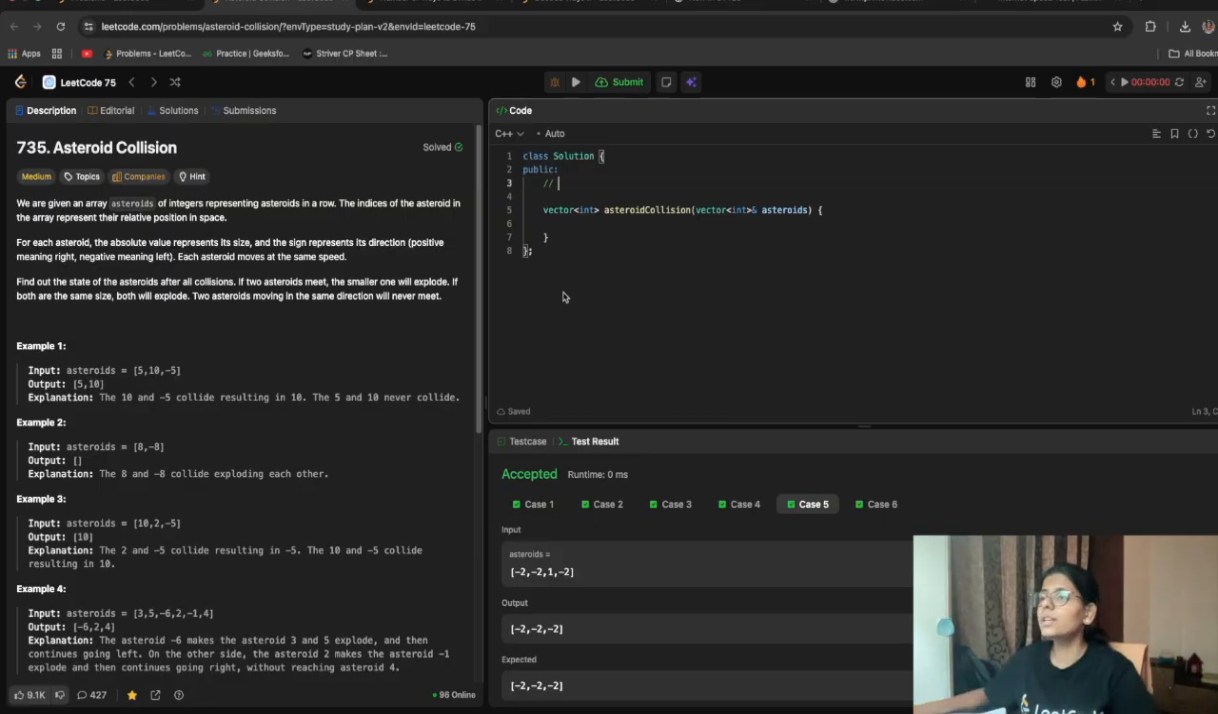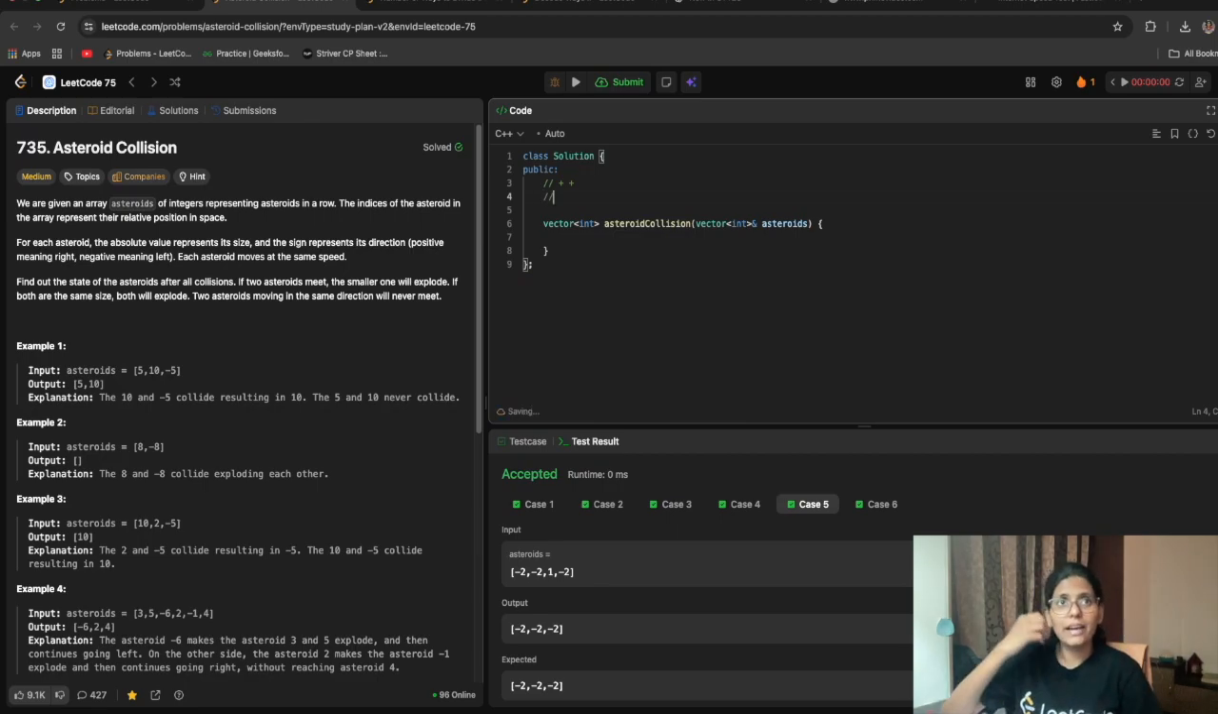So let's see, our recently visited asteroid we will store, right? The recent asteroid and the current asteroid, if both have a plus sign, what does it mean? It means both are going towards the right direction. So no, they will not collide. Why? Because both have the same speed. The only difference is their size. If they have the same speed and the same direction, no collision will occur.